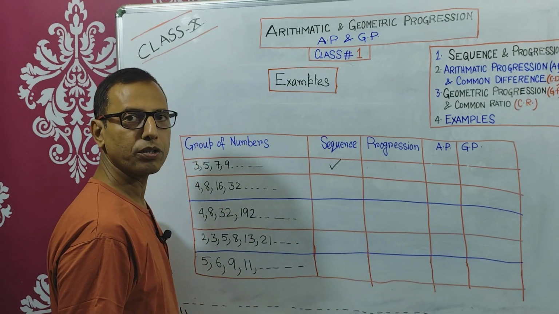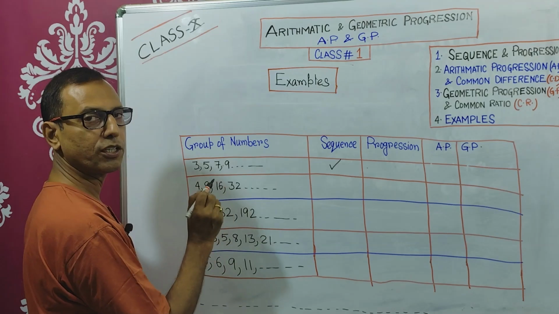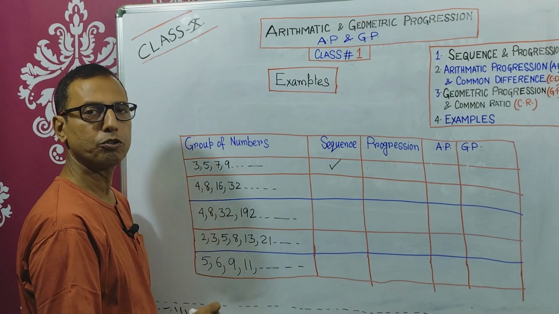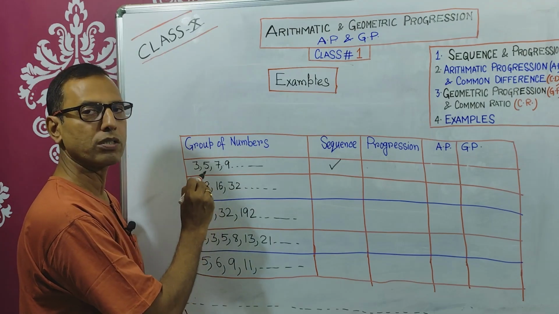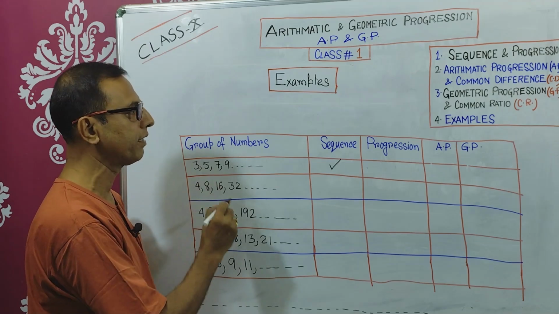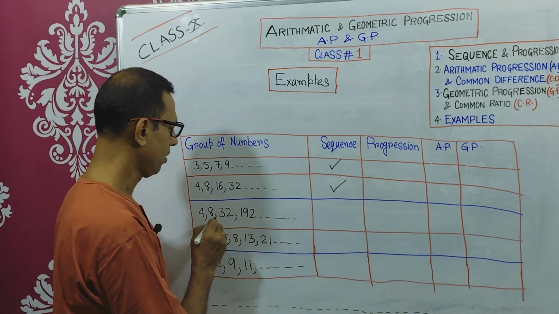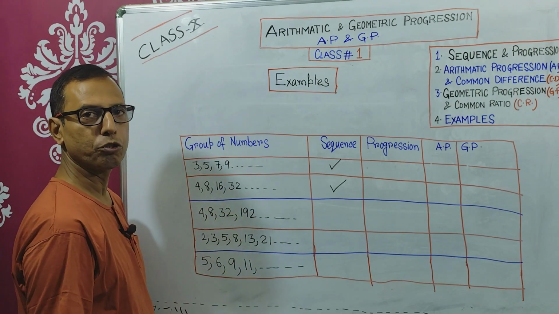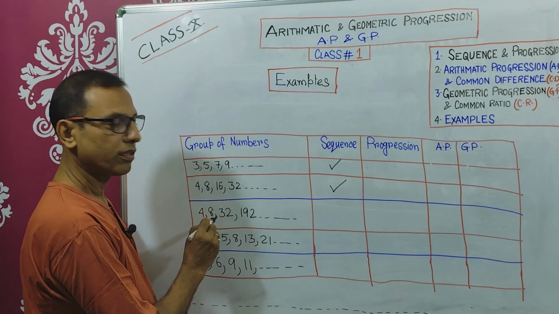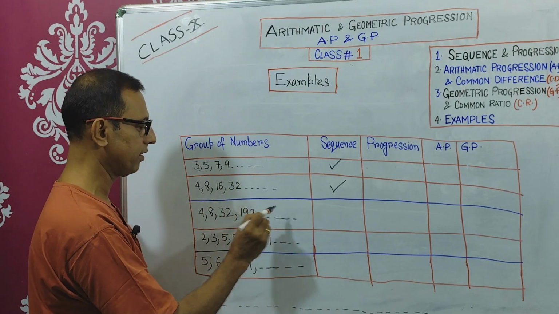Whether it's a progression, then I will see 4, 8, 16, 32. 8 by 4 is 2, 16 by 8 is 2, 32 by 16 is 2. Everywhere between two consecutive terms the ratio is 2. So it is also continuing a certain pattern, right? This is a sequence. 4, 8, 32, 92, right? This line I will explain separately.